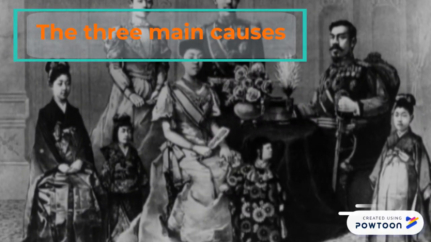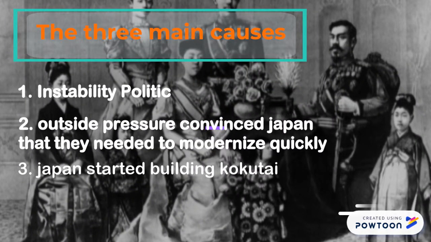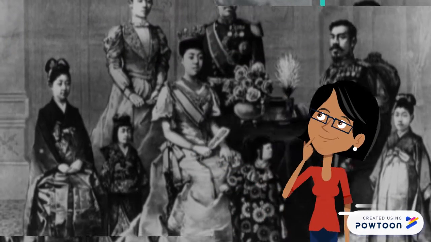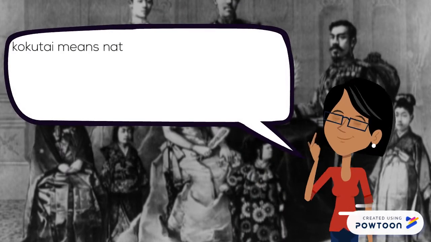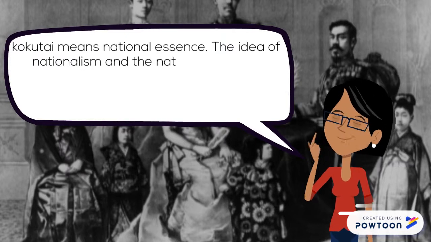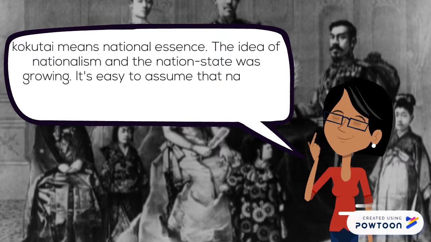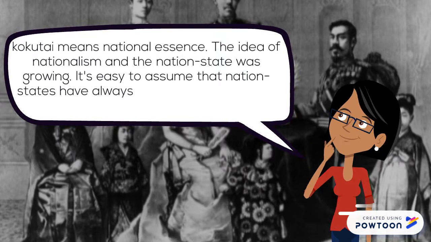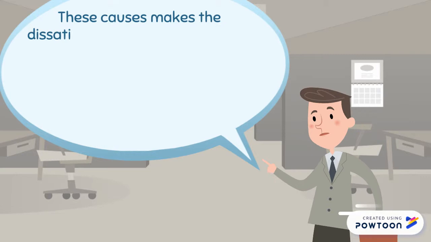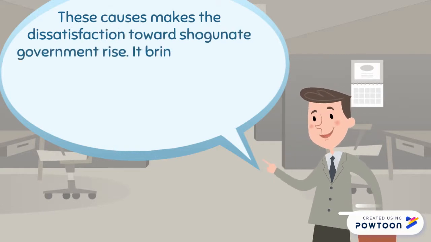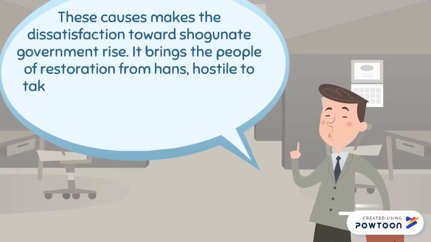There were three main causes of the Meiji Restoration: political instability, outside pressure, and Japan starting to build kokutai. Kokutai means national essence. The idea of nationalism and the national state was growing. It's easy to assume that national states have always existed, but they didn't really until the 19th century. These causes made dissatisfaction toward the shogunate government rise.